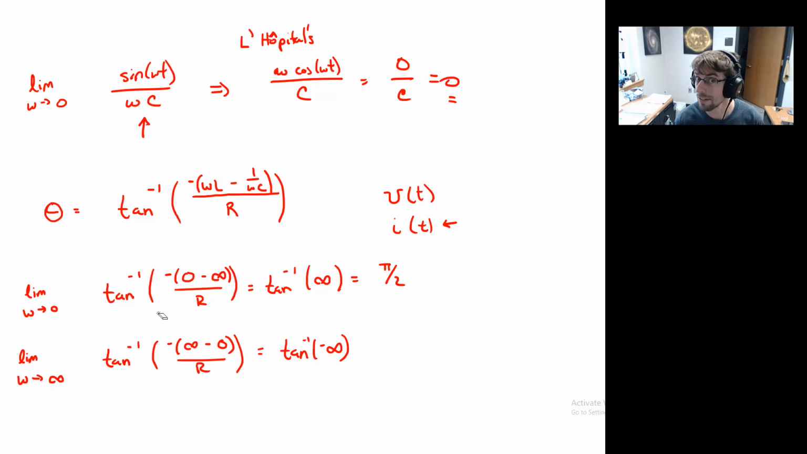Yeah, the tangent of negative infinity, which is negative pi over 2. So what do we expect to see? We should see it starting out pi over 2 out of phase with the applied potential. As we increase omega, it will at some point be completely in phase, perfectly in phase. And then as we continue, it will shift out of phase again, from pi over 2 out of phase to negative pi over 2 out of phase. And we saw that already.